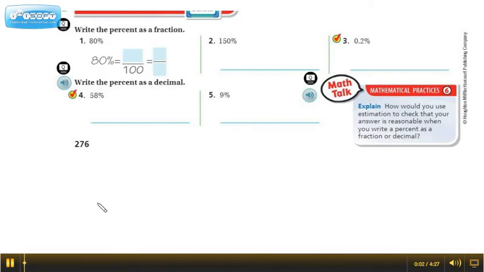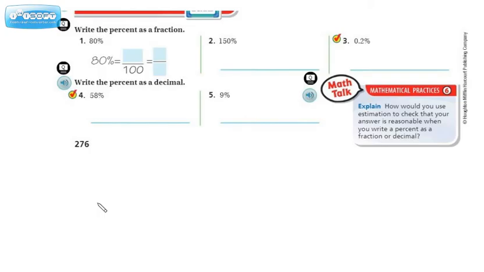Everybody, this is video number 2 on lesson 5.2. So if we look at an example like this one, they're giving you 150% and they want it as a fraction. So remember, this symbol means that you're going to put whatever's in front of it over 100. So what's in front of it is 150, and then we have to write that over 100.